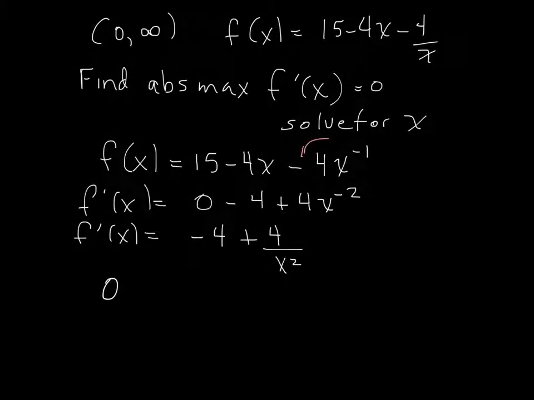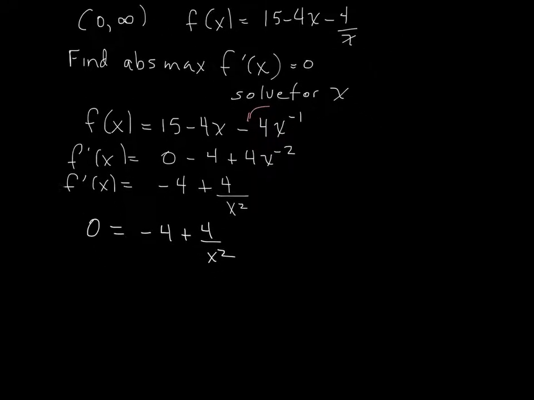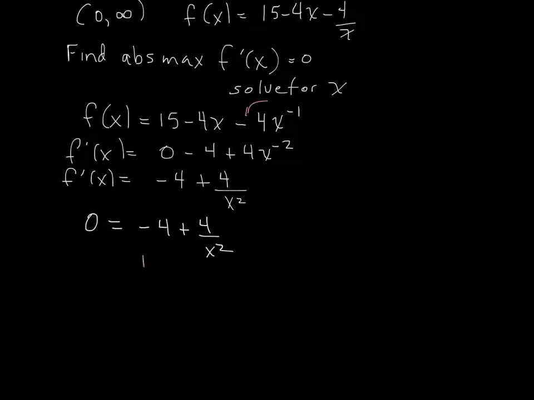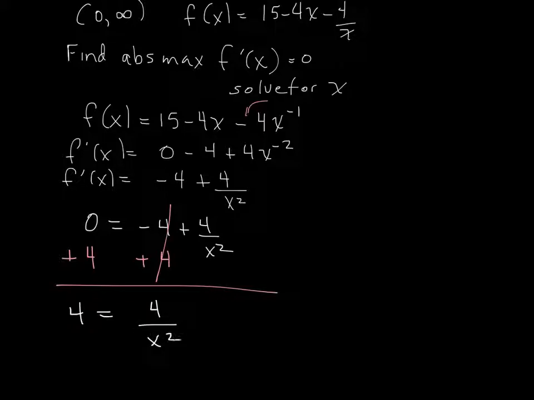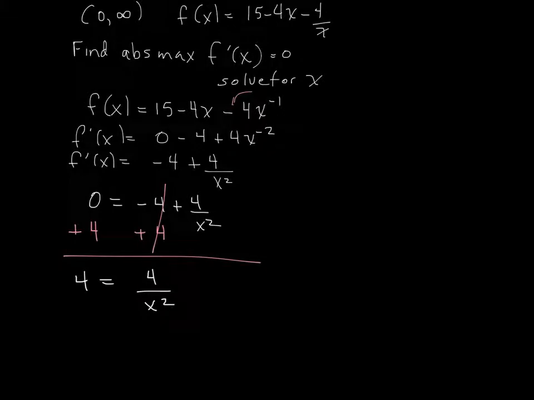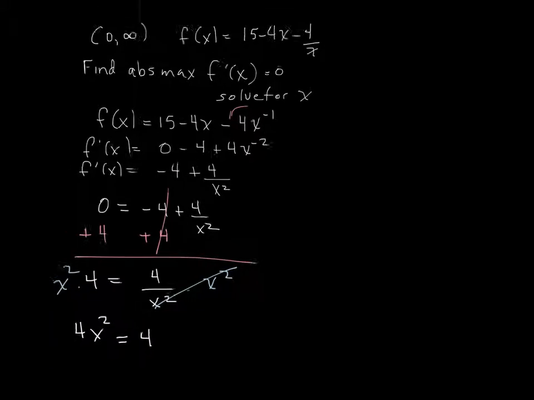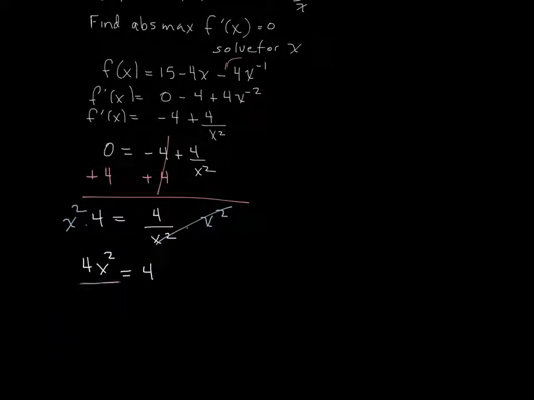I set this equal to 0, and I solve for x. Probably what I would do is add 4 to both sides. So that cancels, and I get 4 equals 4 over x squared. Then I would multiply x squared on both sides, so that cancels, and I get 4x squared equals 4. Next I would divide both sides by 4, so I end up with x squared equals 1.